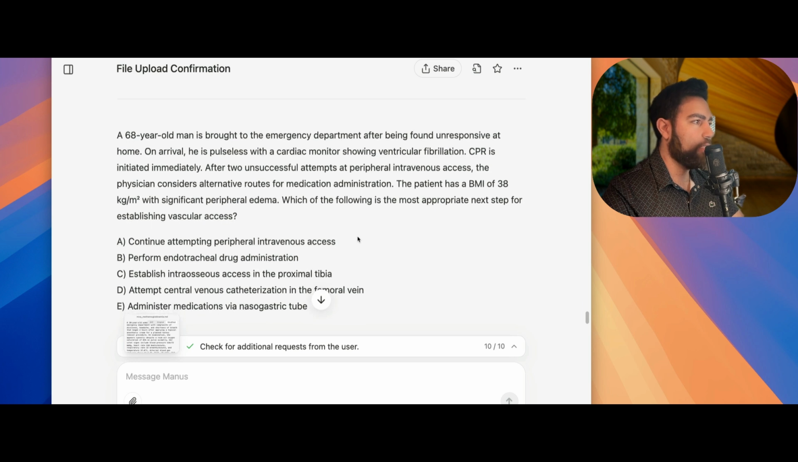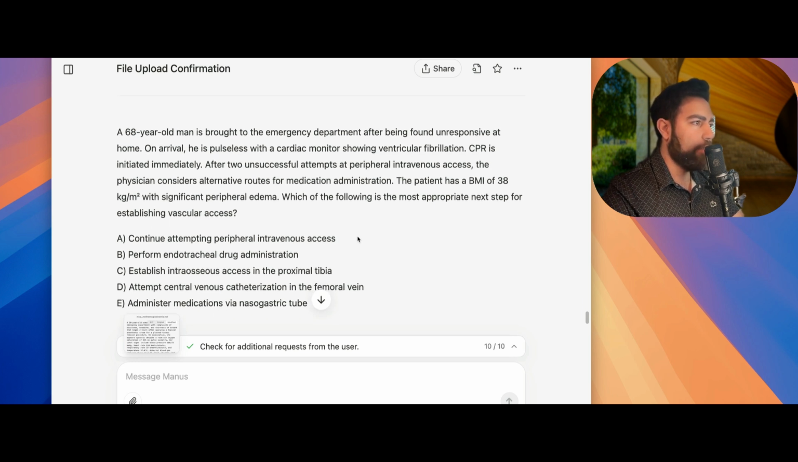All right. So this is a 68-year-old man. He's brought to the emergency department after being found unresponsive at home. On arrival, he's pulseless with a cardiac monitor showing VFib. CPR is initiated immediately after 2 unsuccessful attempts at peripheral intravenous access. The physician considered alternative routes for medication administration. The patient has a BMI of 38 and has significant peripheral edema. Which of the following is the most appropriate next step for establishing this vascular access?